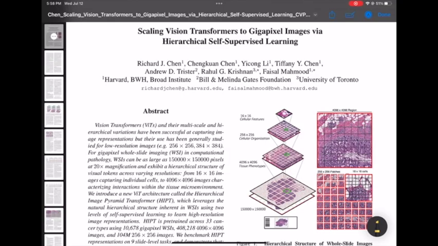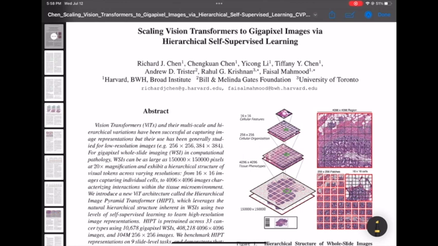Hello everyone, in this video we are going to discuss the paper Scaling Vision Transformers to Gigapixel Images via Hierarchical Self-Supervised Learning from researchers at Harvard, Broad Institute, Bill and Melinda Gates Foundation, and University of Toronto. The authors of this paper use vision transformers to develop models that learn from whole slide images, which are images used in histopathology clinical practice.